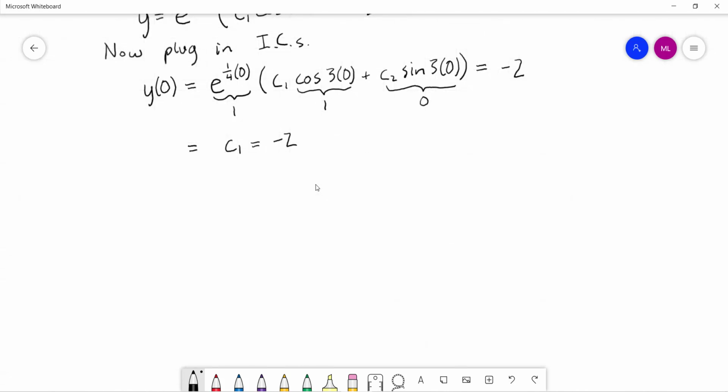That means that y is now e to the 1/4 t times -2 cosine of 3t plus c2 times the sine of 3t. So we've solved for one of the two constants. Now I need y prime of 0, so we need y prime. Y prime is going to be ugly because I've got to do product rule on this thing, but that's just what we're going to have to do. So let's do our product rule on this thing.